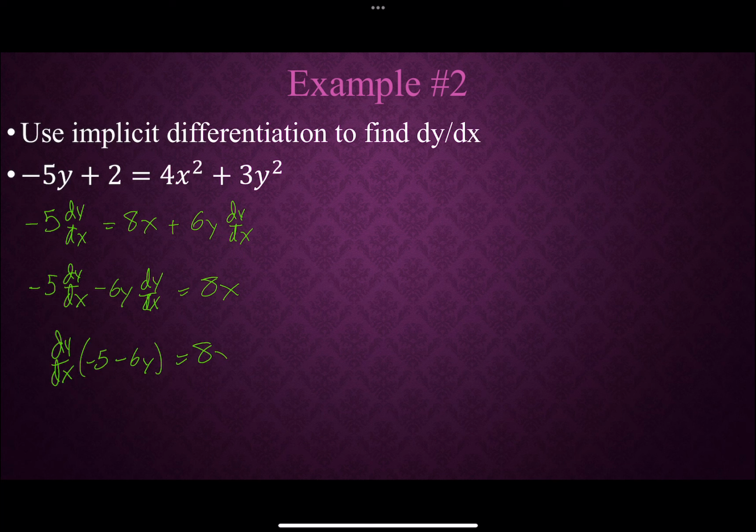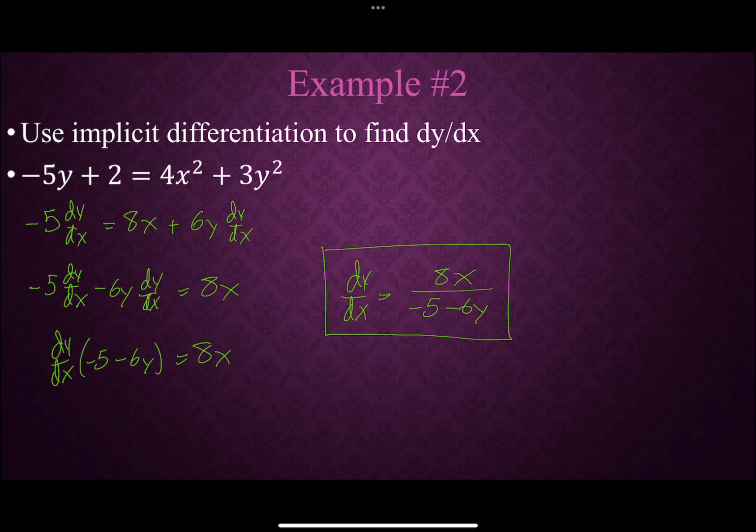And here's the thing, you're trying to solve for dy dx, so even if they had further in common, let's say instead of being a negative 6y, that was a negative 10y, I could take a negative 5, but I'm not trying to. The goal is to get dy dx completely by itself, so if they have anything further in common, I'm not taking anything further out, just only the dy dx term. We divide over, we get 8x over negative 5 minus 6y is our answer for dy dx.